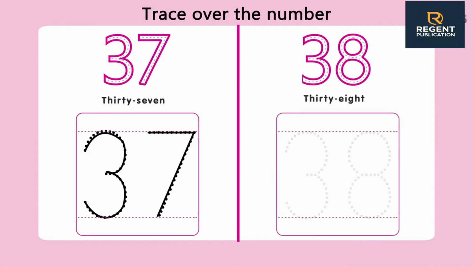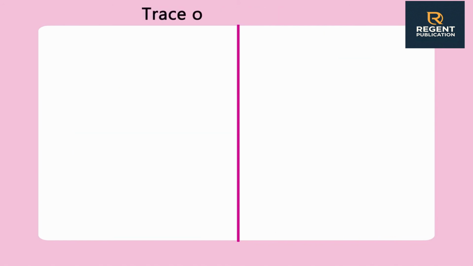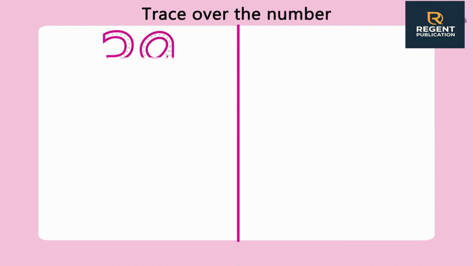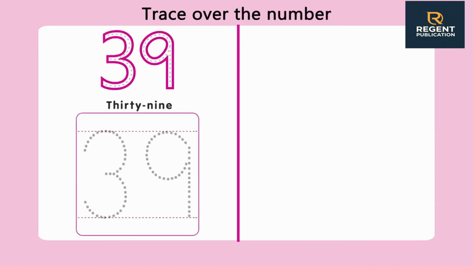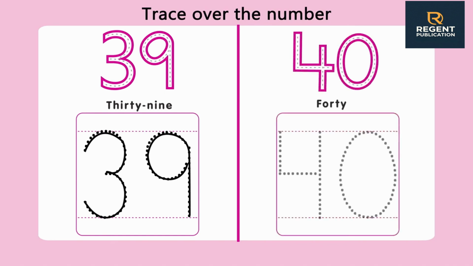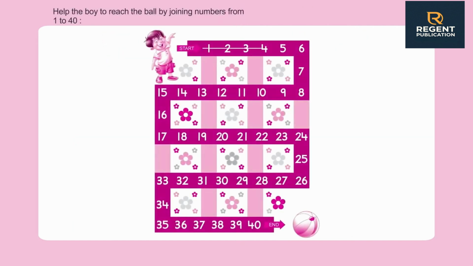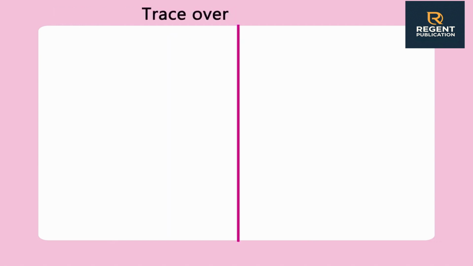Trace over the number 38. Trace over the number 39. Trace over the number 40. Help the boy to reach the ball by joining numbers from 1 to 40.